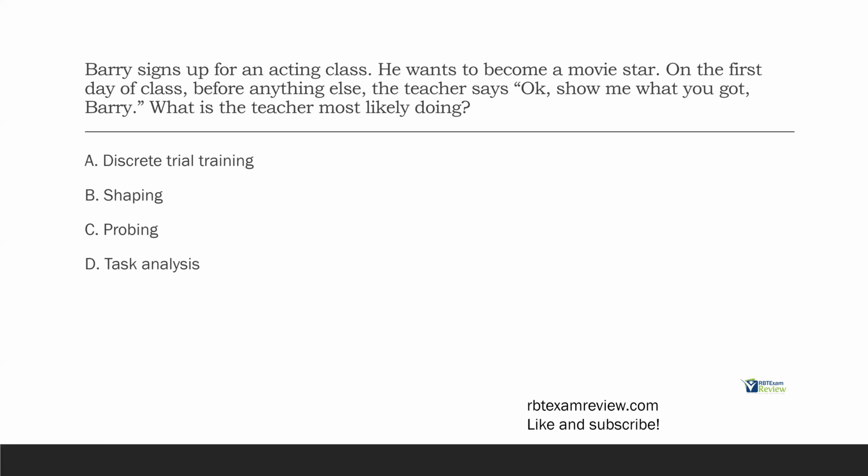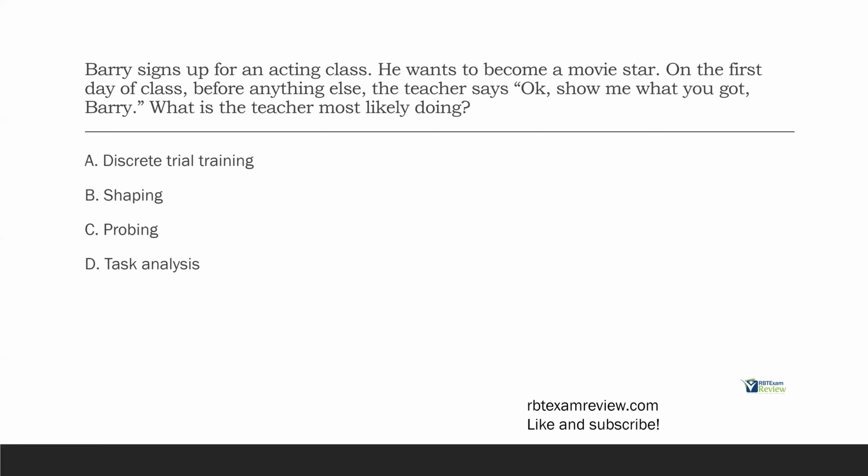If you didn't have any answer choices, and we just read this question, what does it seem like the teacher wants Barry to do? She wants Barry to just demonstrate his skills. He walks in first day of class, before anything else, no teaching, no instruction. The teacher just says, "Show me what you got. Show me what you can do." And when we look at a client and we just say, "Show me what you can do," what are we doing? What are we trying to accomplish?